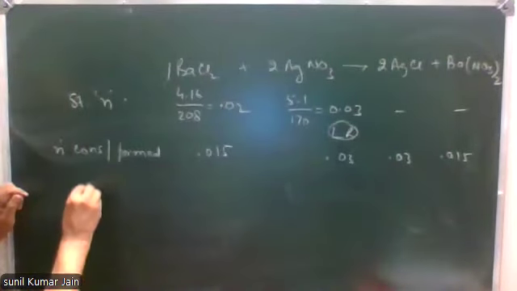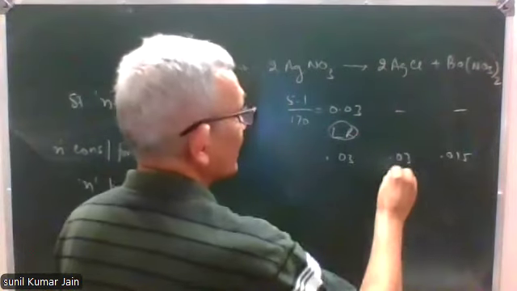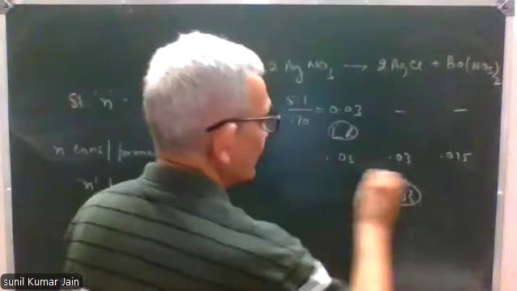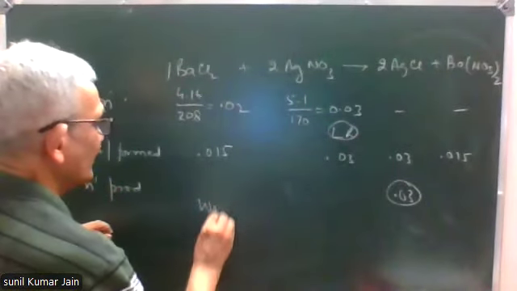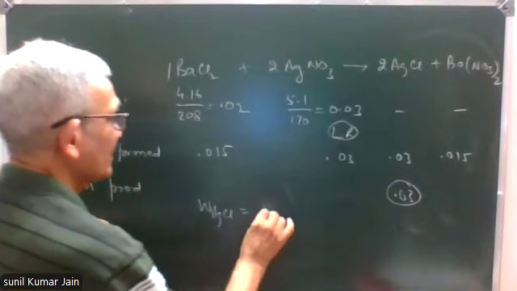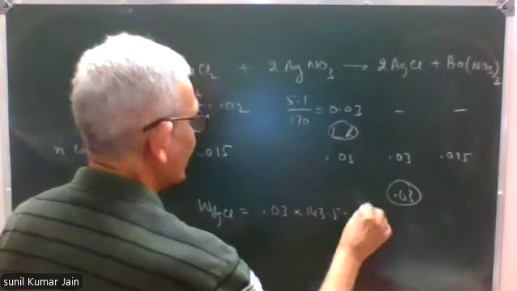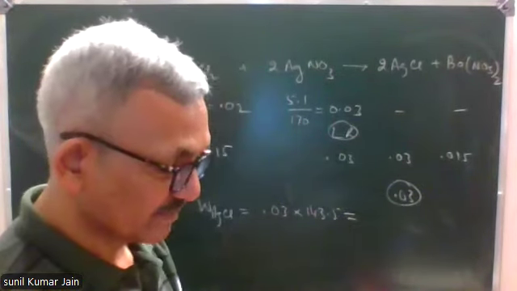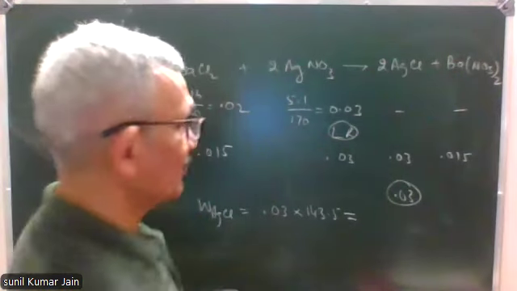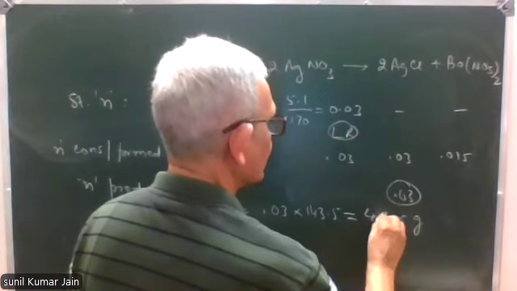So, number of moles produced, 0.03, because we are not concerned with the rest. So, weight of AgCl, number of moles into molecular weight 143.5. When you multiply, the answer will come out to 4.305 grams.